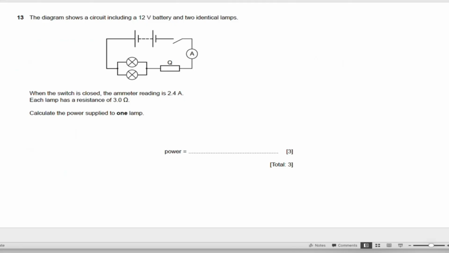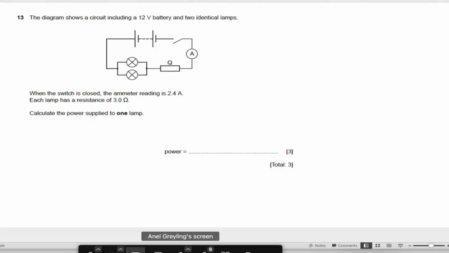Let's have a look at question 13. The diagram shows a circuit including a 12-volt battery and two identical lamps. When the switch is closed, the ammeter reading is 2.4 amperes. Each lamp has a resistance of 3 ohms. Calculate the power supplied to one lamp. Now, how can we go about answering this question?